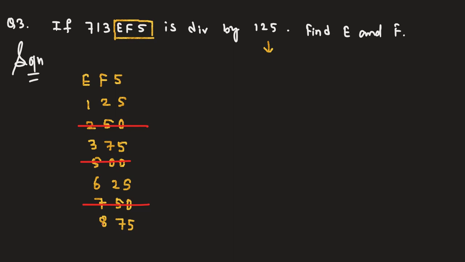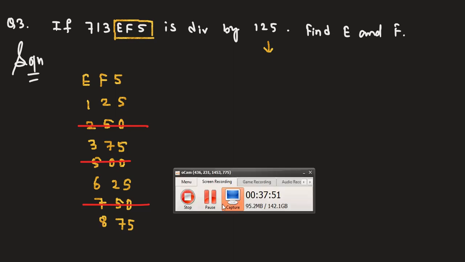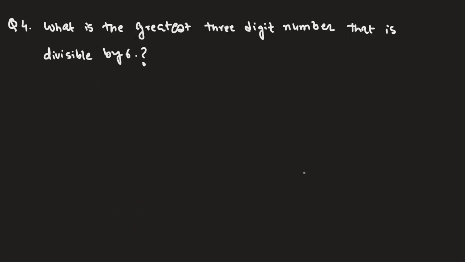Okay, now coming to the next question. So this type of very simple question they are asking in the exam. Now coming to question number 4. This question says: what is the greatest 3-digit number that is divisible by 6? So we have the number, suppose 99x, and here I am taking x.